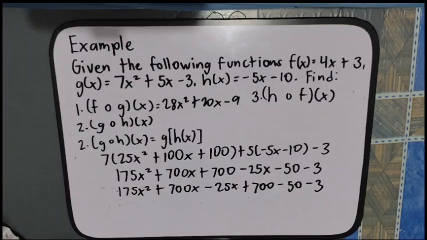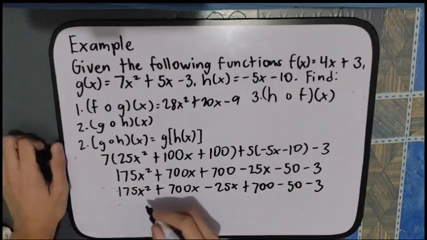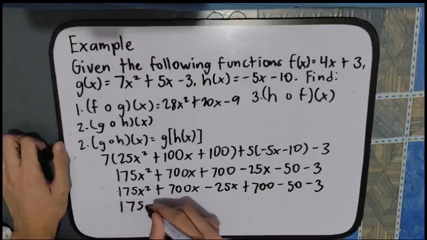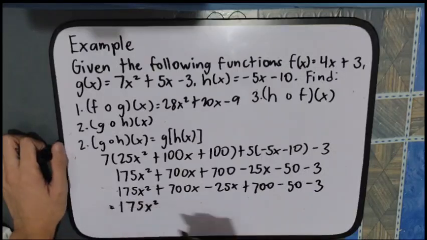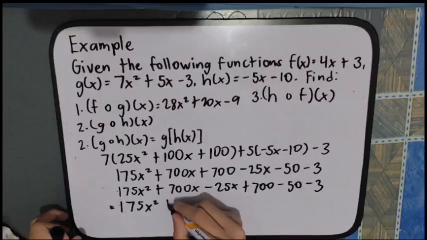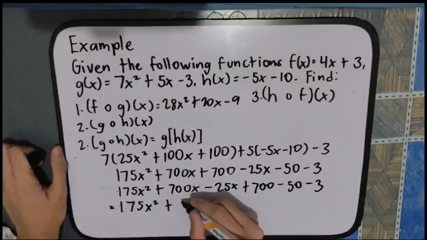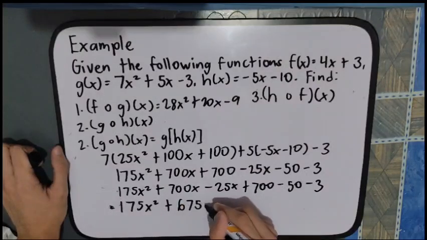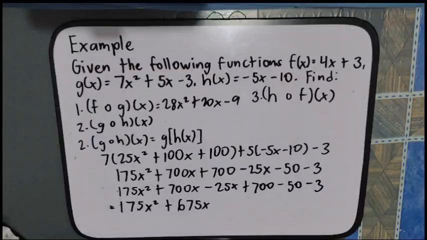So copy 175x squared again, then 700x minus 25x, we're going to combine these two terms. We're going to have the answer of positive 675x. Then we have 700 here, positive 700.